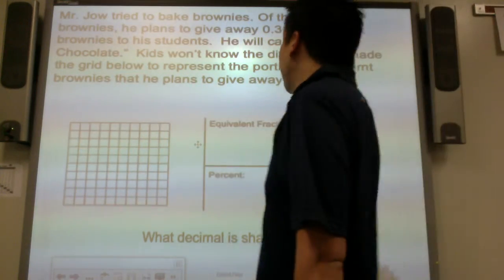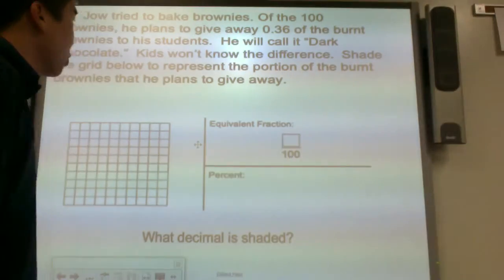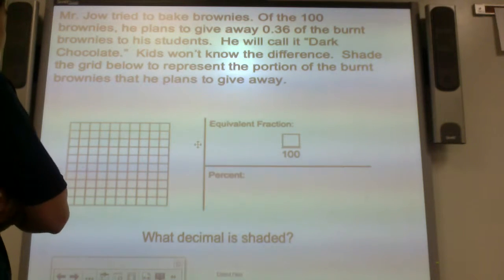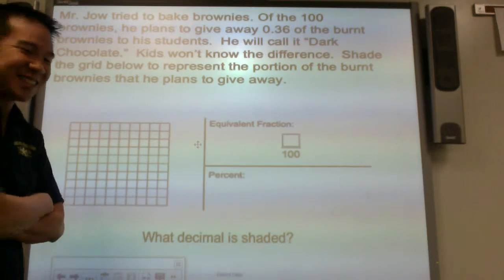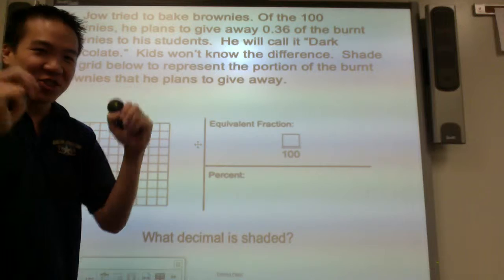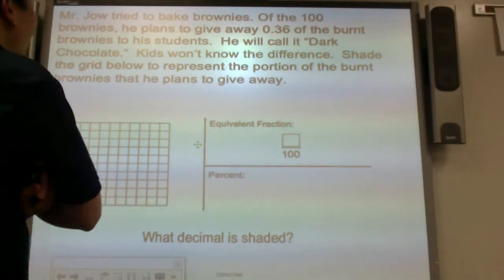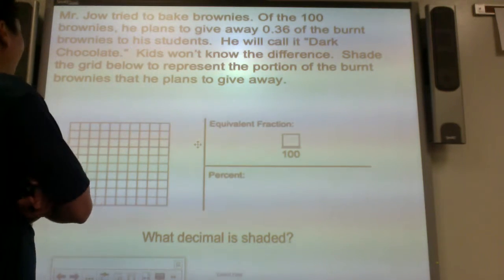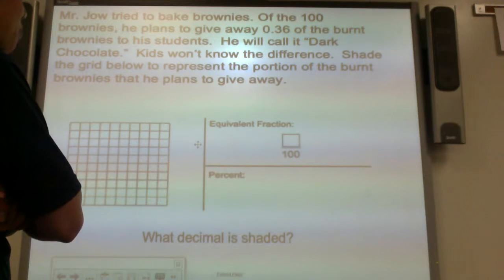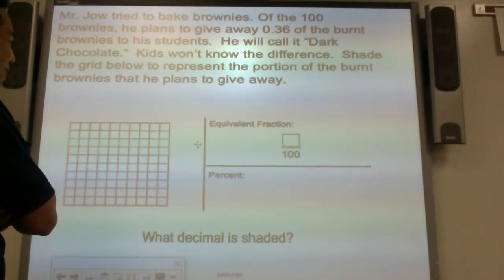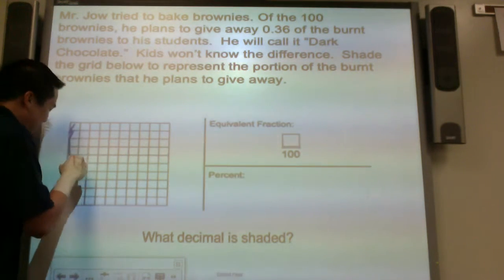Mr. Joe tried to bake brownies. Of the 100 brownies, he plans to give away 36 hundredths of the burnt brownies to his students. Yes, he will call it dark chocolate. Kids won't know the difference. Shade a grid below to represent the portion of the burnt brownies that he plans to give away. So I'm going to shade 36 hundredths.